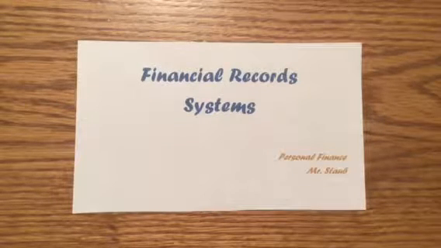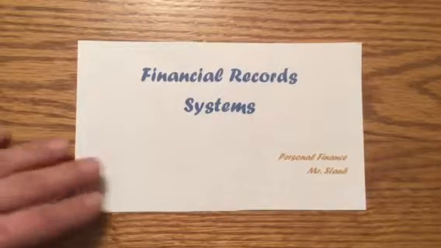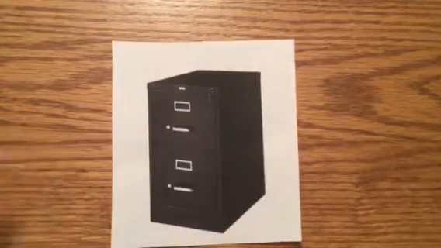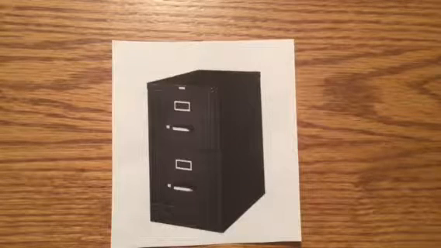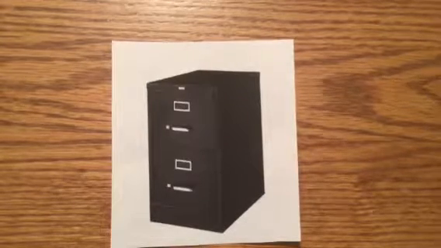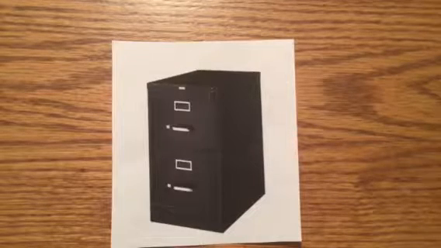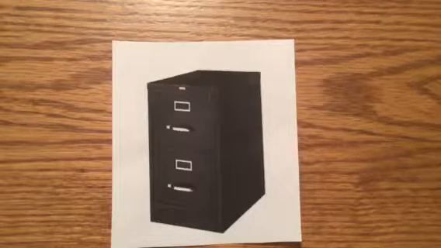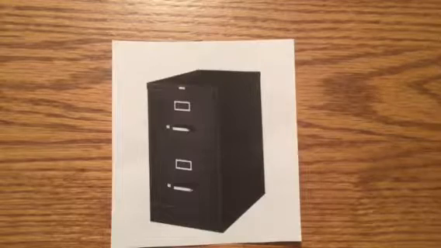Probably the easiest thing to do is head to your local Walmart and buy a two-drawer filing cabinet. They're not overly expensive, somewhere between $30 and $50, $60. You can have a two-drawer filing cabinet, and you can keep all your records in this filing cabinet.